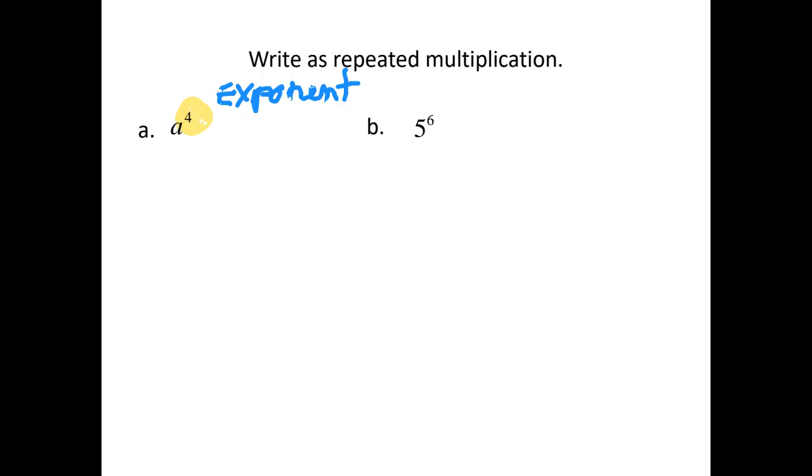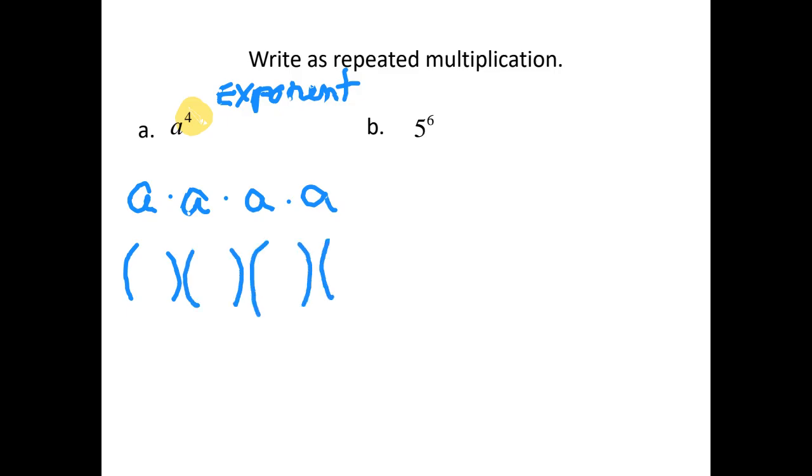Now, there's 2 ways we're going to do this. Now, it can be A dot A dot A dot A. Now, notice we're using the dots, and there's 4 A's. Now, we can also, because we have 4 as a superscript, we can create parentheses. And inside each of these parentheses, can you guess what we're going to put inside? We're going to put in the letter A.